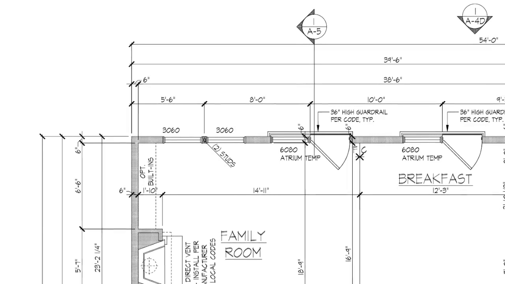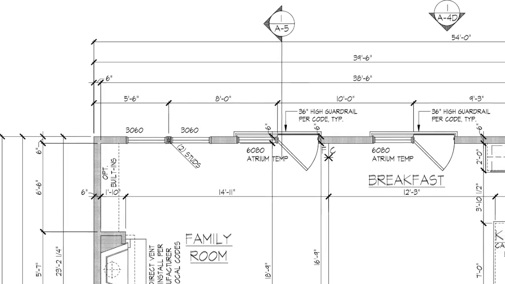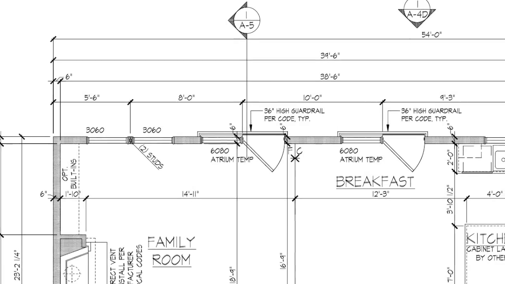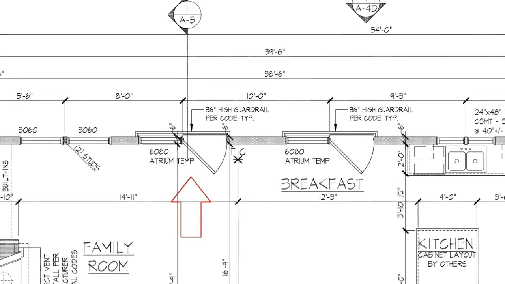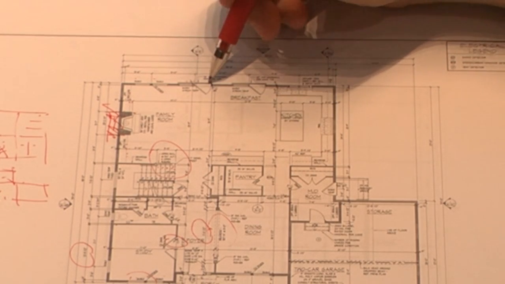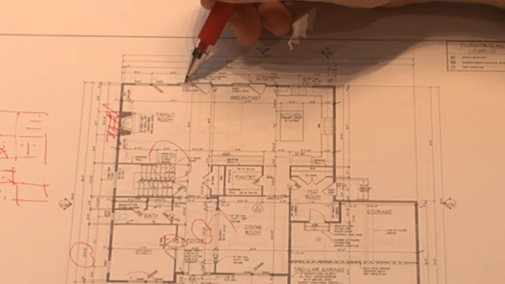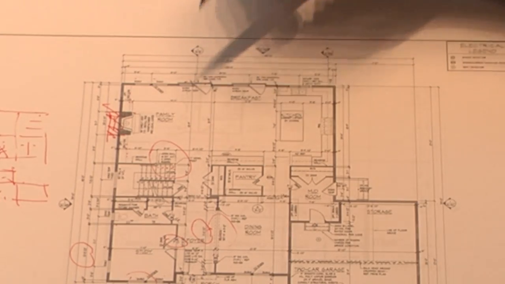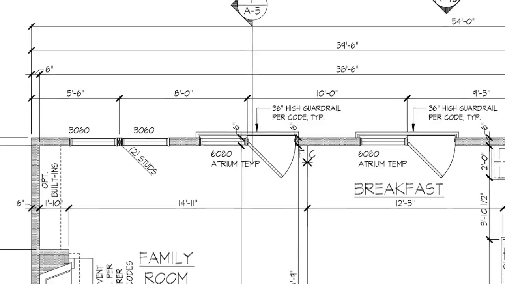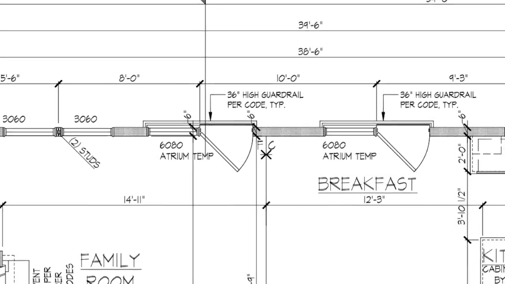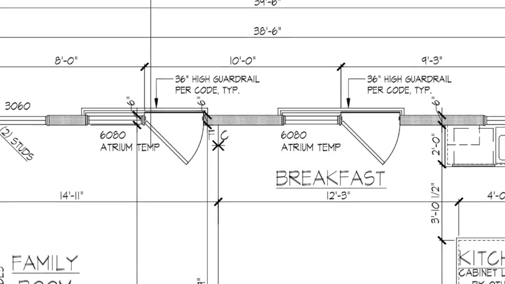You see 3060, so here's a twin 3060 window. This is a 6080 door. This is called an atrium door. This is actually 2 panels. The panel on the left is fixed, the panel on the right is operable. We highly encourage our customers to only install atrium doors versus French doors for exteriors.